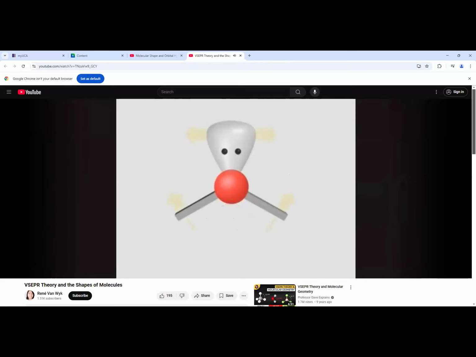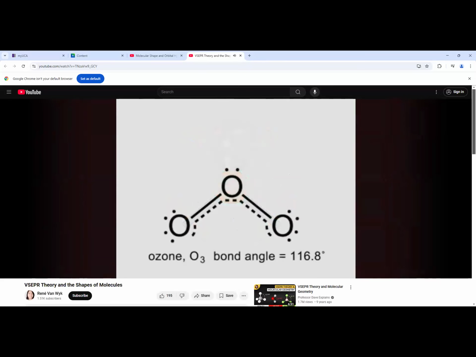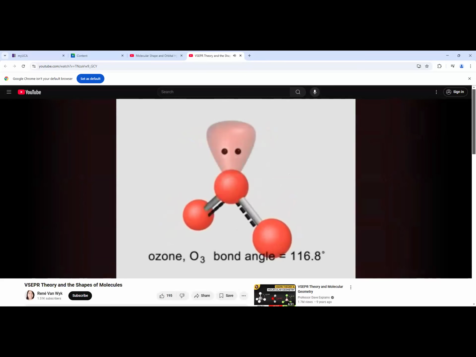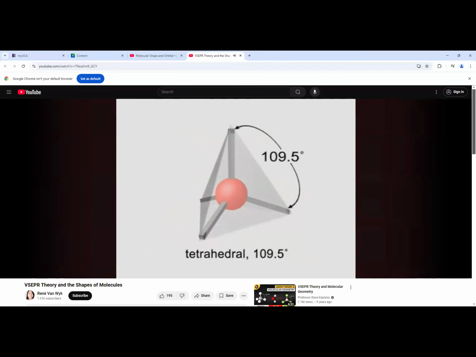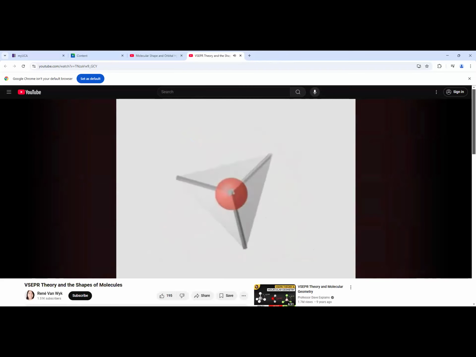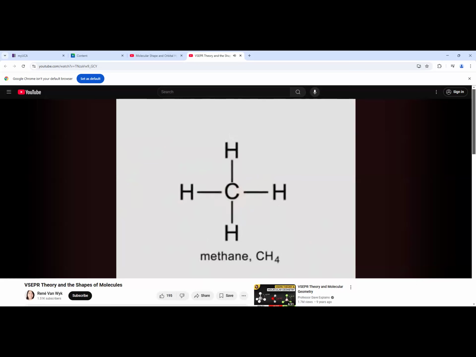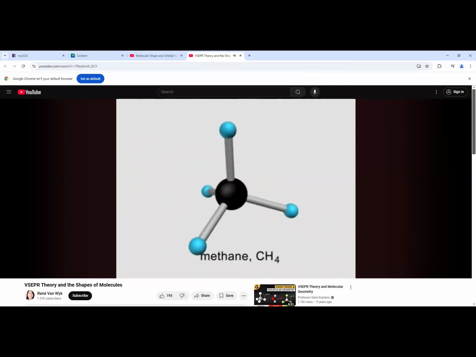Since a lone pair is held by only one nucleus, it is less confined in space and exerts greater repulsions on nearby bonding pairs. As a result, the bond angle is less than 120 degrees, as you can see in this model of ozone. Four electron groups around a central atom attain minimal repulsions in a tetrahedral arrangement, which has an ideal bond angle of 109.5 degrees. The tetrahedral shape is very common, especially in organic molecules. An example is methane, the simplest hydrocarbon.